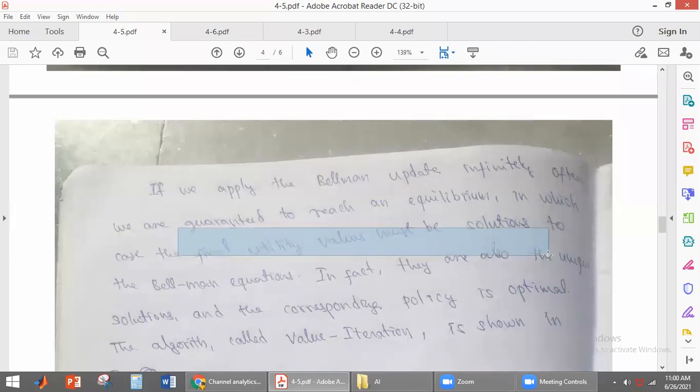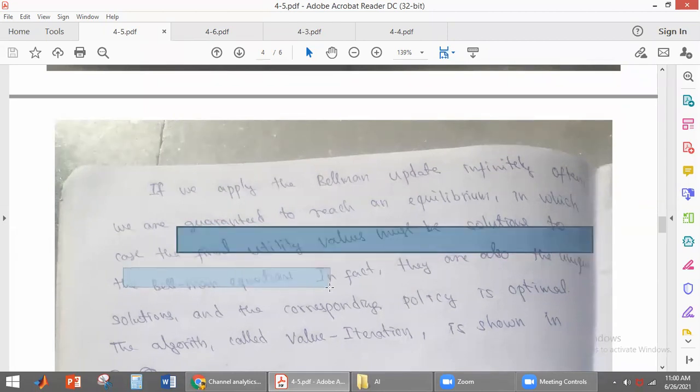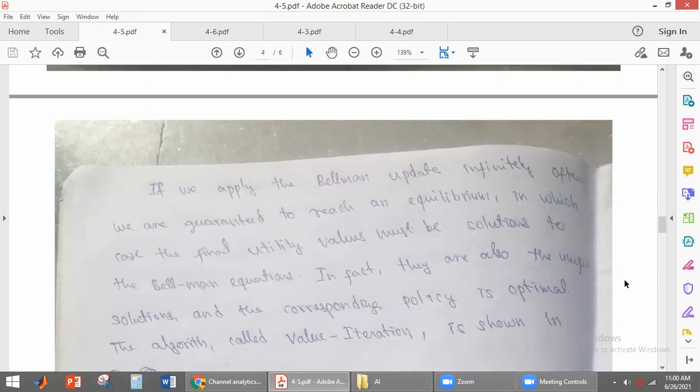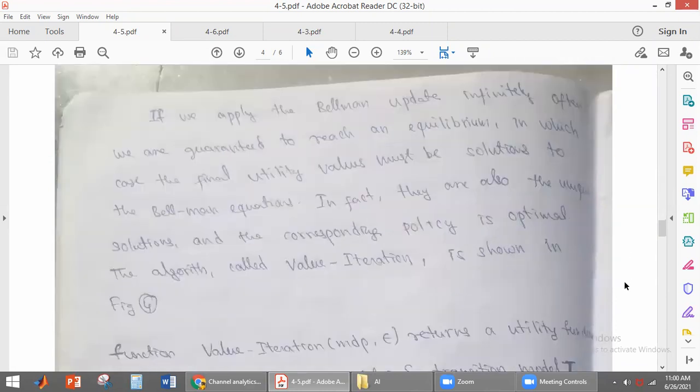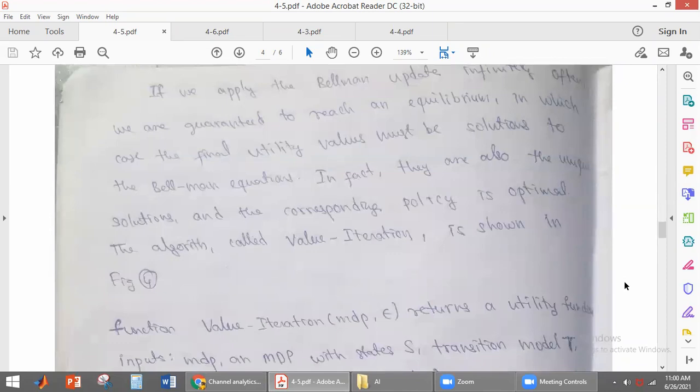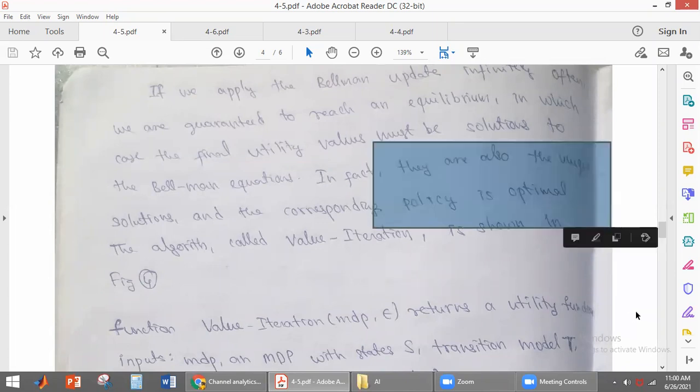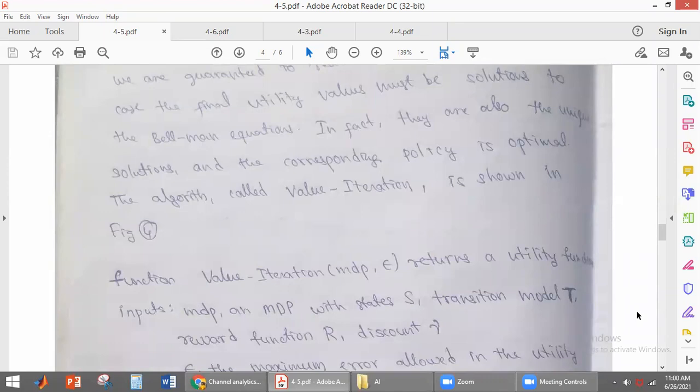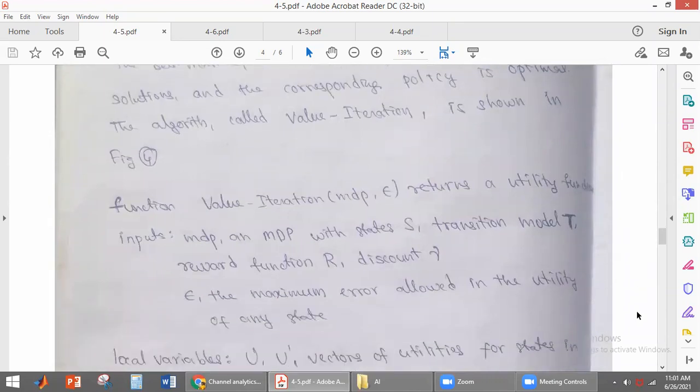And utility values are nothing but the solution to the Bellman equations. The solution we got is called the unique solution, and that gives us the optimal policy. Like that, we are finding the optimal policy by using the value iteration algorithm.